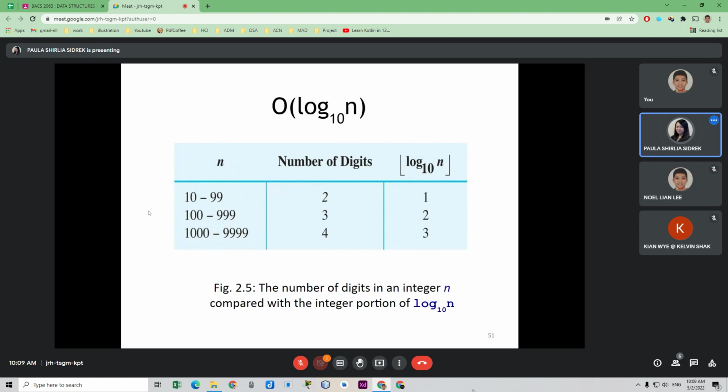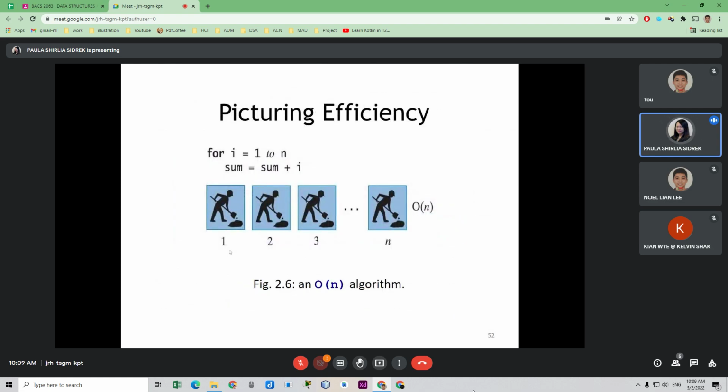So this one, again, is O(log n). It shows how it increases as the value increases, what the number of digits is, and what this log n value is basically referring to: the number of digits in an integer n compared with the integer portion of log base 10 of n.